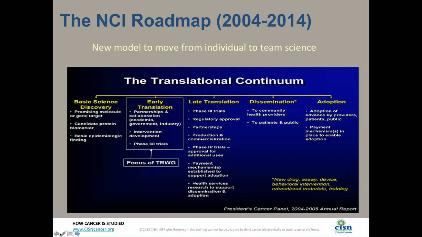Some of you may have heard of the NCI roadmap. It started around 2003, 2004. It was a 10-year project, ended in 2014. And it was really a new model to move from individual researchers sitting at their bench doing their own experiment to team science. How do you bring more people involved? How do you bring more people involved with the idea that your idea is going to move into the clinic?